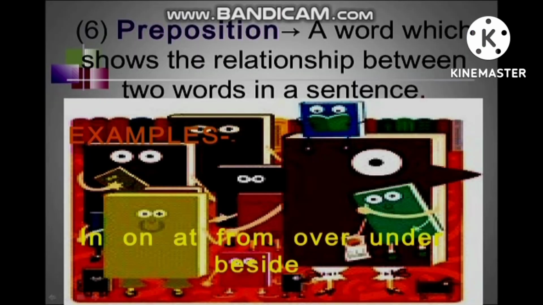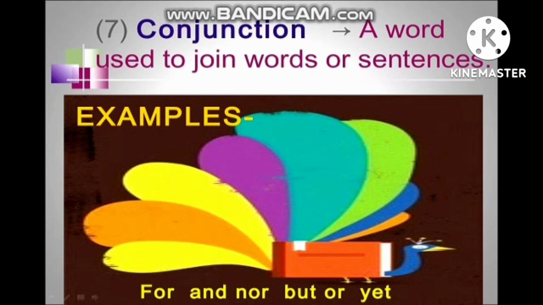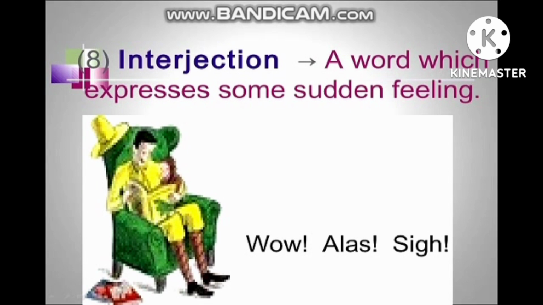Preposition, a word which shows the relationship between two words in a sentence. Examples: in, on, at, from, over, under, beside. Conjunction, a word used to join words or sentences. For example: for, and, nor, but, or, and yet. Interjection, a word which expresses some sudden feeling. For example: wow, alas, aah.